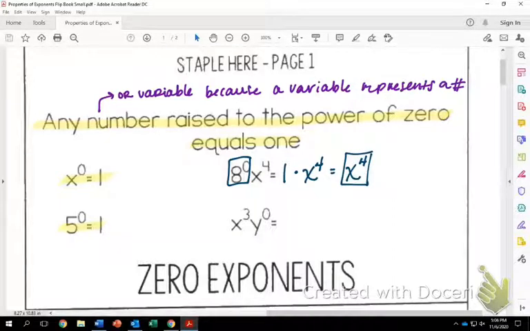The example beneath it is the same idea. We have x to the 3rd power, or x cubed, times y to the 0 power. Well, it doesn't matter that we now have a variable. It's anything raised to the 0 power. So this 0 is currently touching the y, so that is going to cause that to be a 1. And again, anything times 1 is itself. So x to the 3rd power would be our answer.